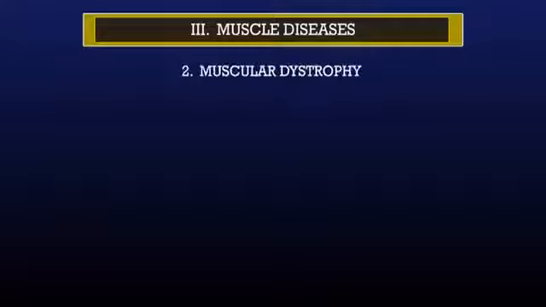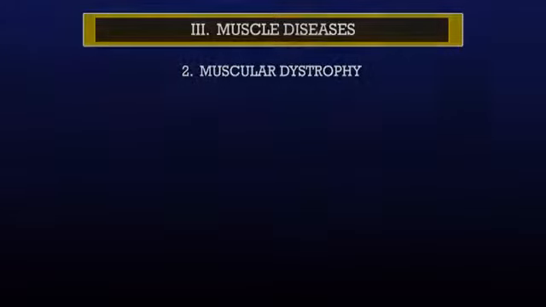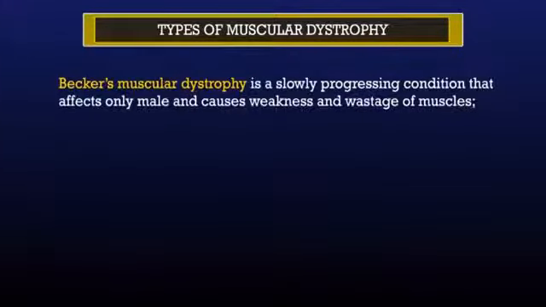So here comes muscular dystrophy. It is a group of inherited disorders that involve muscle weakness that gets worse over time, with subsequent muscle loss. Common muscular dystrophies include, first one, Becker's muscular dystrophy. Becker's muscular dystrophy is a slowly progressive condition that affects only males and causes weakness and wasting of muscle.